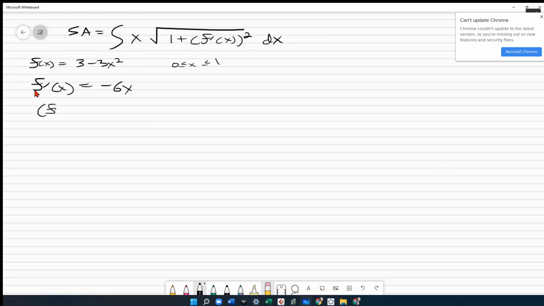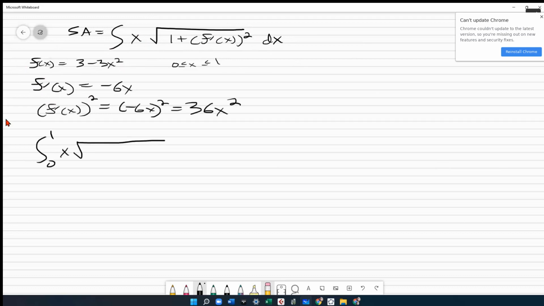And what I like to do is just set everything up first. So f prime squared is negative 6x squared, which is 36x squared. And we are in particular going from 0 to 1. So we want the integral from 0 to 1 of x times the square root of 1 plus 36x squared. Sometimes these can be very difficult to evaluate, but this one shouldn't be too bad.